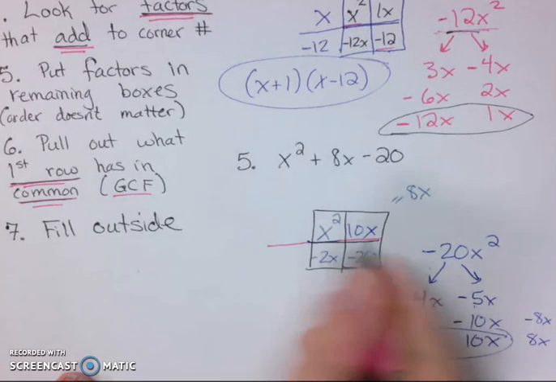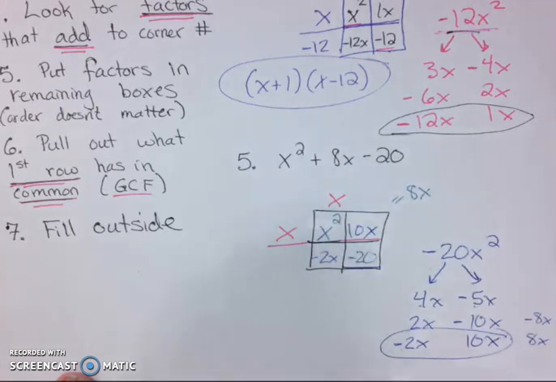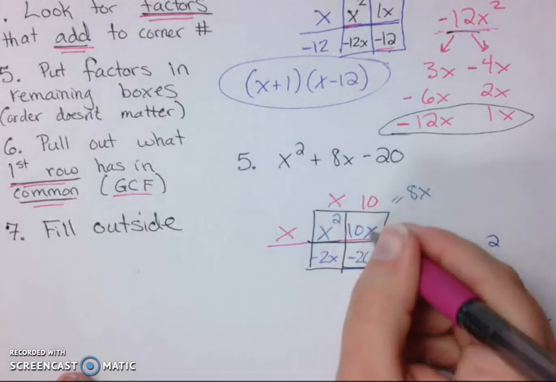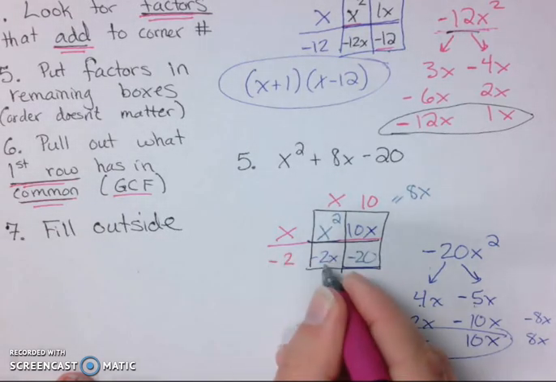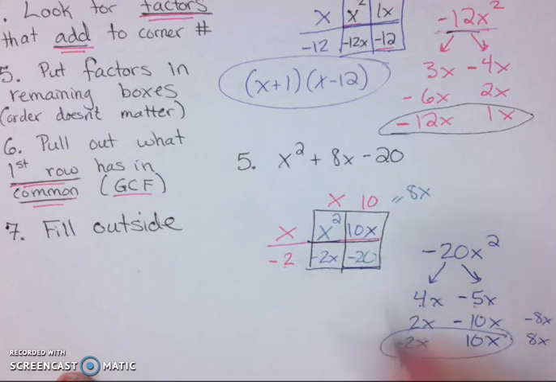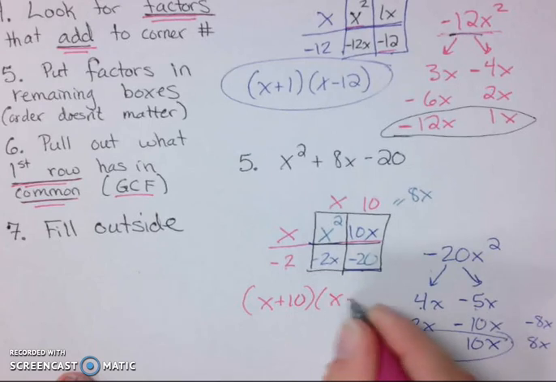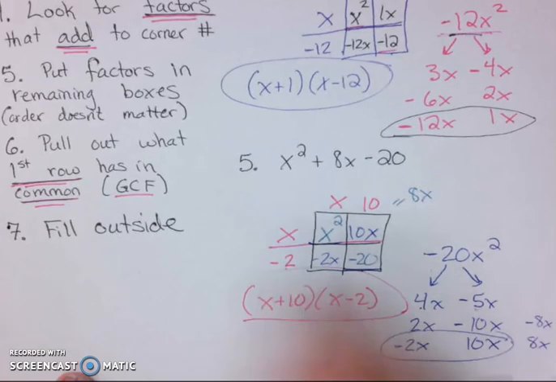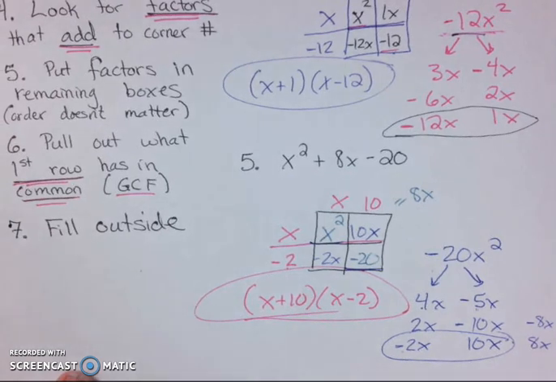All right, so what these have in common is an x. So x times x is x squared. X times 10 gives me 10x. X times negative 2 is negative 2x. And negative 2 and 10 make negative 20. Yes! It worked out. That lets me know I probably did it correctly. That's my answer, and that is factoring.